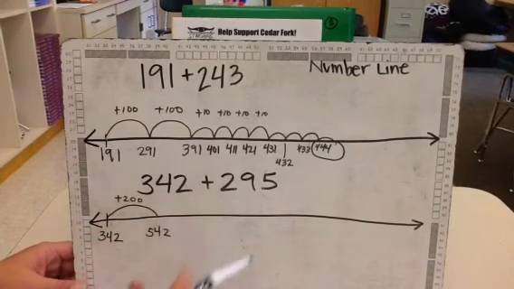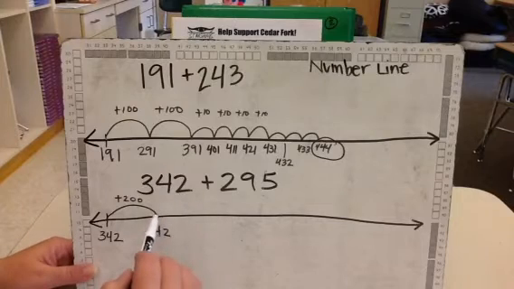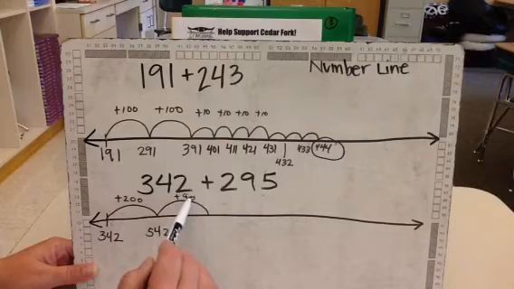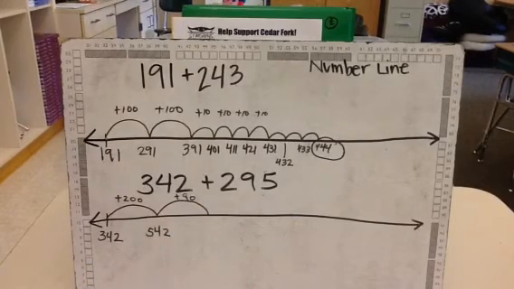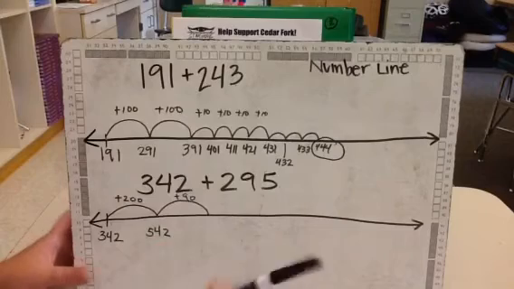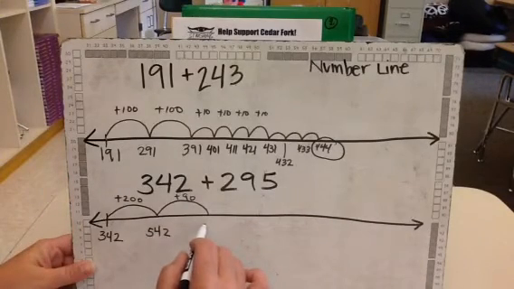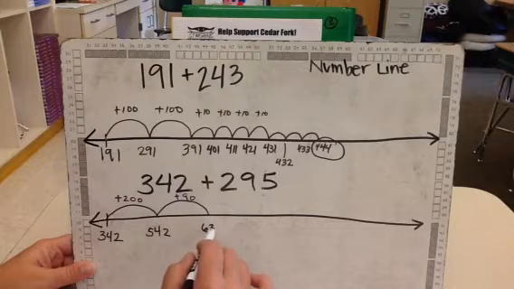Now I'm going to add 90 in one hop. So I'm going to do 90. And then I'm going to use what I know about number sense to think, well, that's almost hopping a whole 100, which would be 642, but it's just 90. It's 10 less, so it's going to be 632.